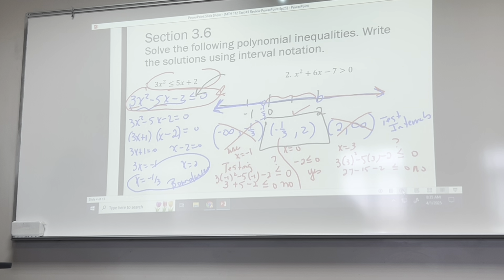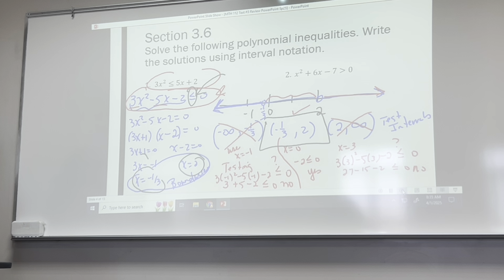So do we change the brackets or not? Yes, because the inequality says less than or equal to, right? Aren't those numbers the numbers that made it equal to, right? And then in between will be the numbers that make it less than, right? So that's why we changed the bracket.